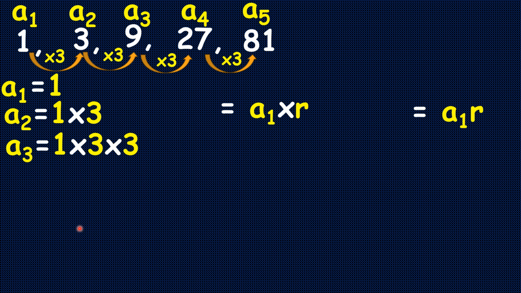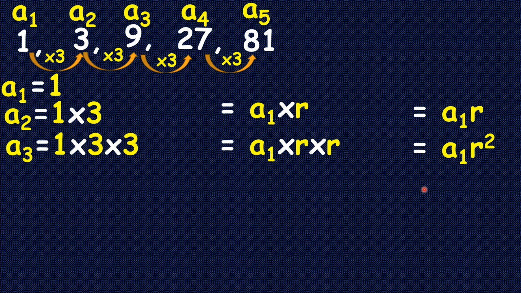We look at A3. In getting to A3, it would be 1 times 3, and then times another 3. And 1 times 3 is 3, and 3 times the other 3 is 9. So it can also be expressed as A1 times R times R. So A1 times R in two places, which is A1R squared.